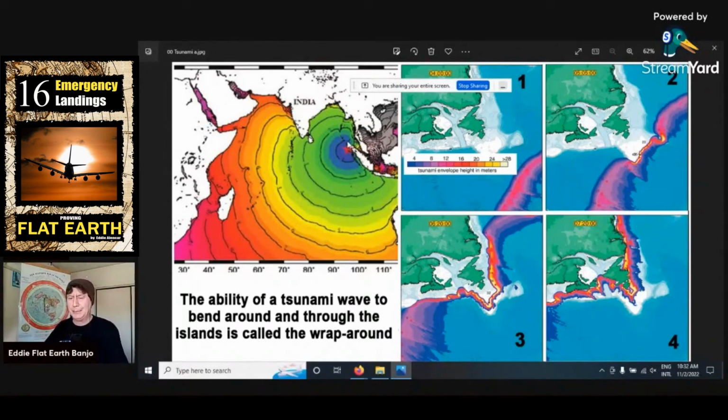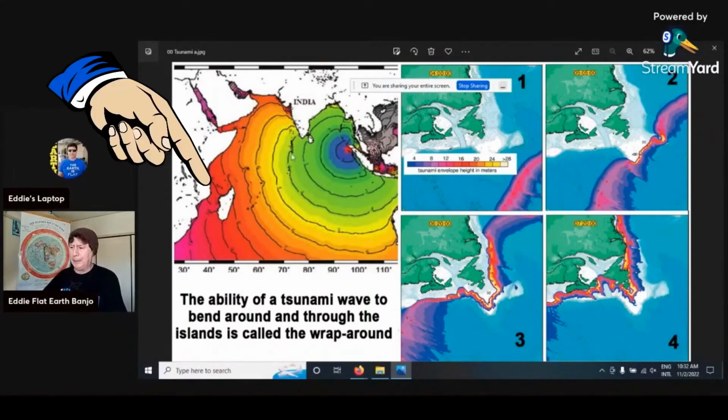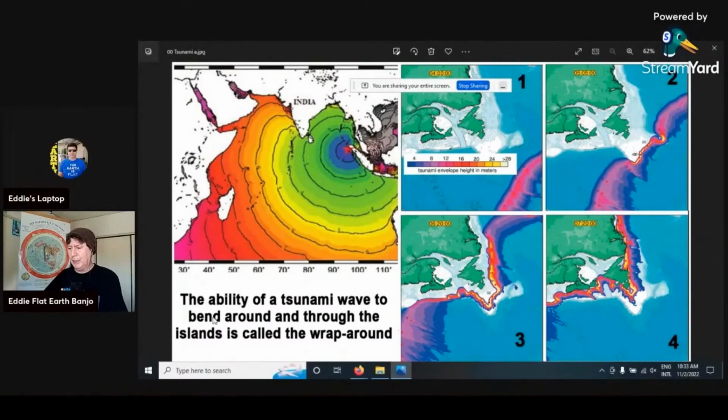So this is the pattern. When a tsunami happens, the energy is dispersed equally to every side. So this means all the waves, they keep coming. And one characteristic of a tsunami is that it wraps around places. This is Madagascar here. You can see how it was totally wrapped around. So this is a definition: the ability of a tsunami wave to bend around and through the islands.